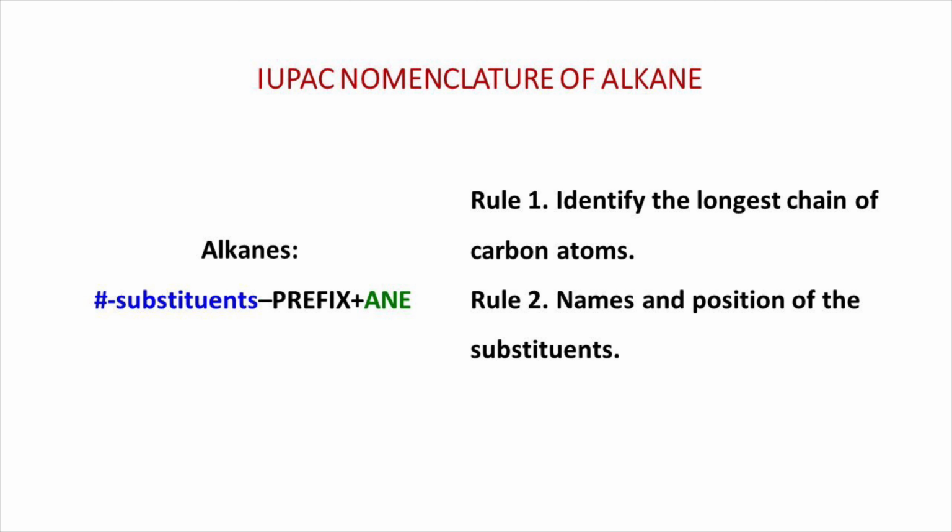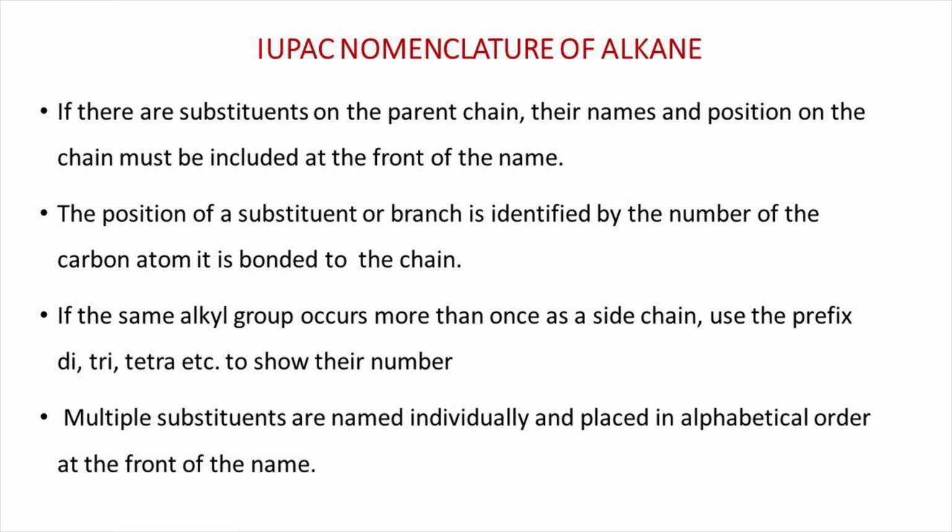And then consider the compound to have been derived from this structure by the replacement of hydrogen by various alkyl groups. Rule 2 is for the names and positions of the substituents. If there are substituents on the parent chain, their names and positions on the chain must be included at the front of the name. The parent carbon chain is numbered, and in numbering, start at whichever end results in the use of lowest numbers. The position of a substituent or branch is identified by the number of the carbon atom it is bonded to in the chain.